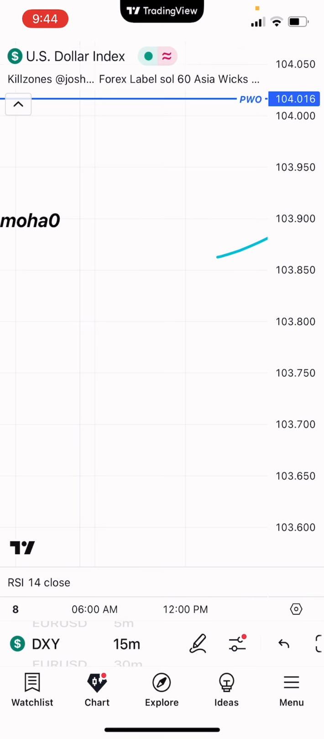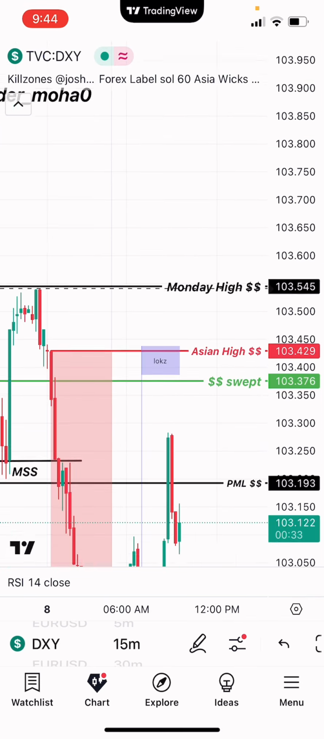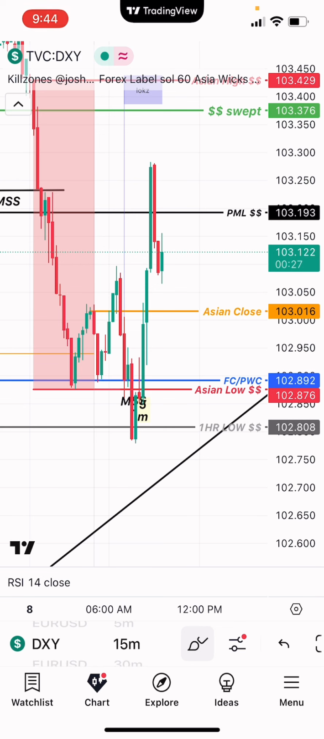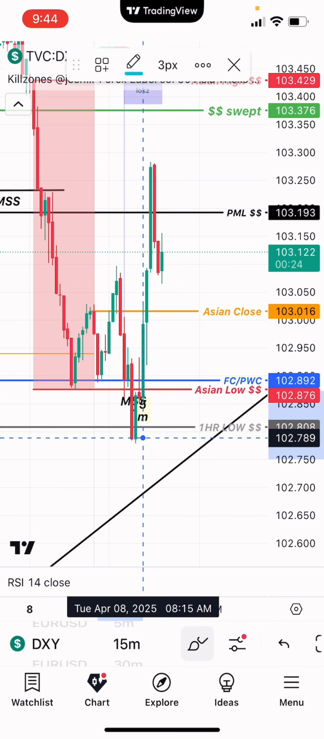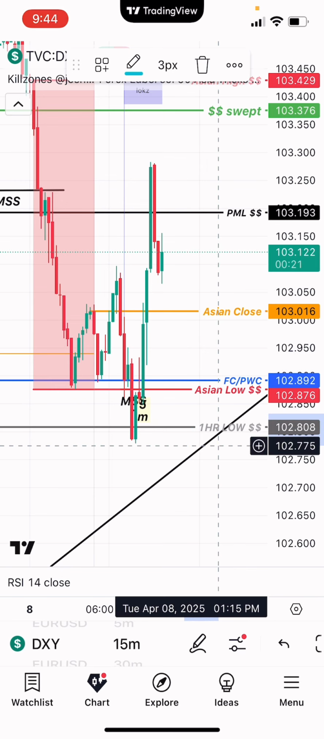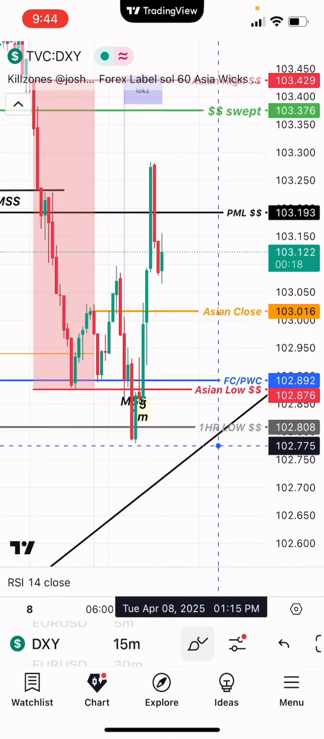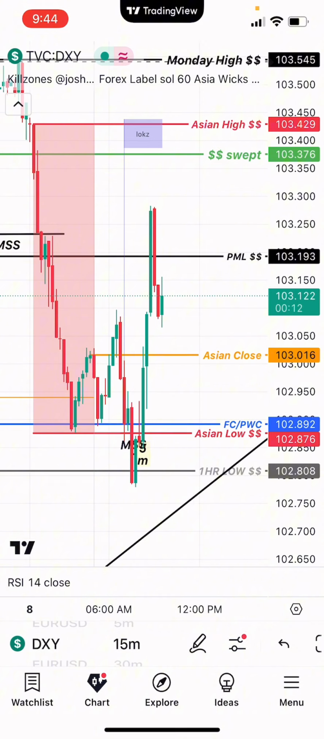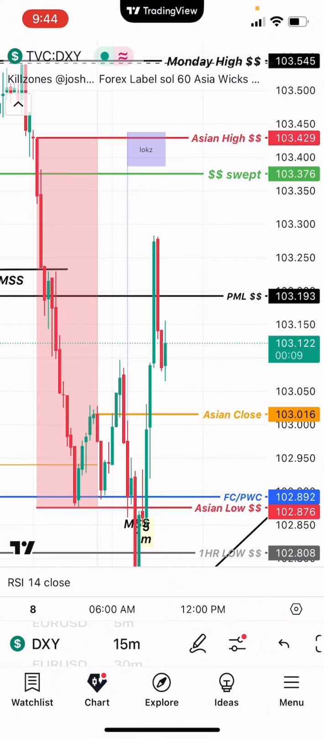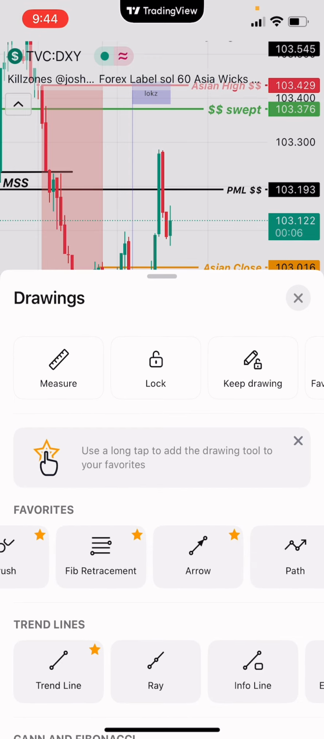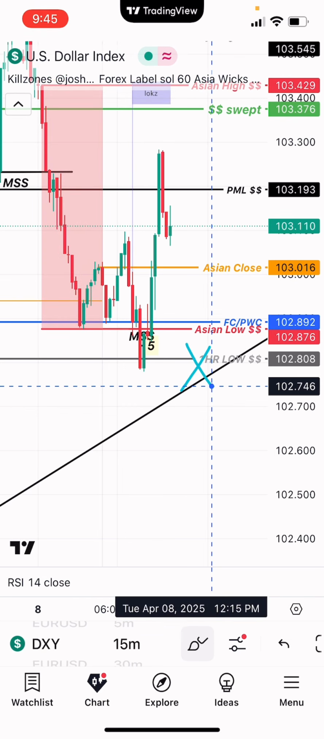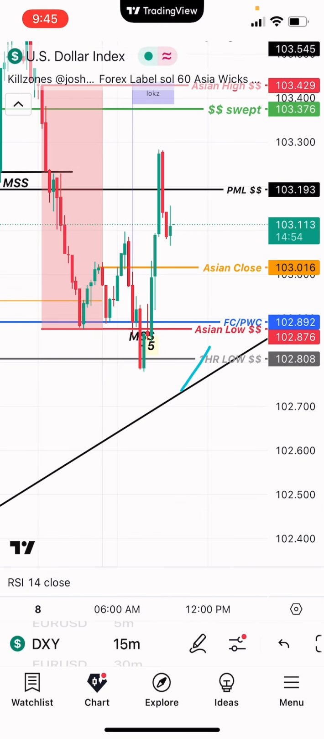But back to what I was saying. I saw that as soon as price came for the Asian low, it came for this 1 hour low. Price is always after liquidity, no matter what.